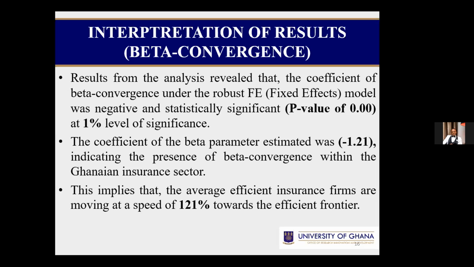All right, after that, we got a coefficient for the robust test, which was negative 1.21. We said that there is presence of beta convergence when the coefficient of our beta parameter is less than 0, which means that the coefficient is negative. So the coefficient of the beta parameter estimated was negative 1.21, indicating the presence of beta convergence within the Ghanaian insurance sector.